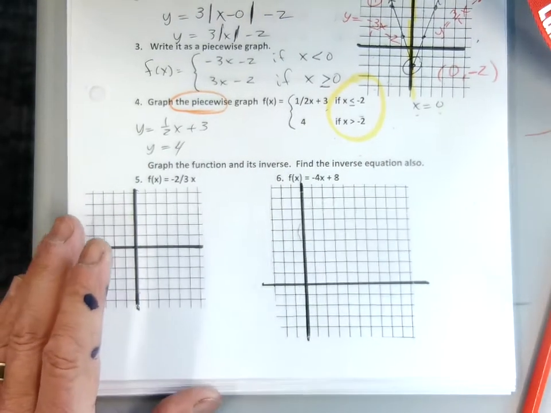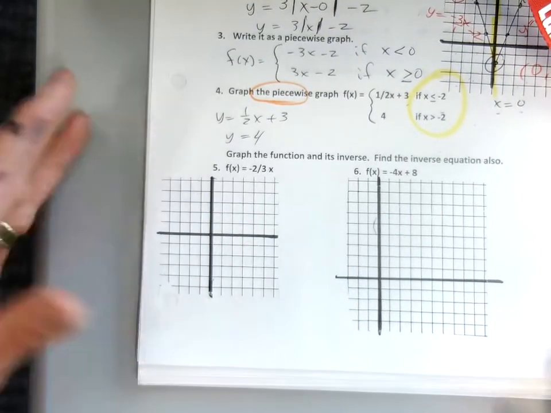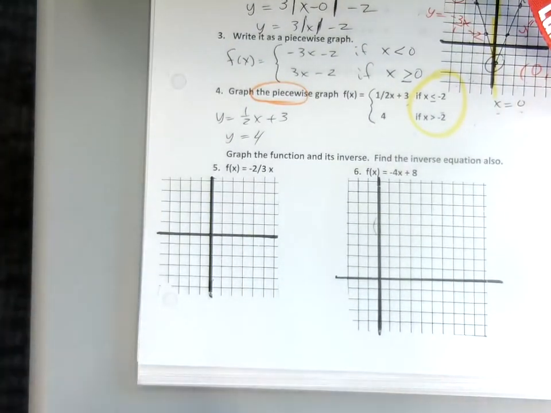Let's take a look at number 5. So let's graph the function, and find the inverse equation also. Okay, so first of all, this isn't too hard. I can graph 5. Let me get my colors out. I like colors. Colors are awesome.